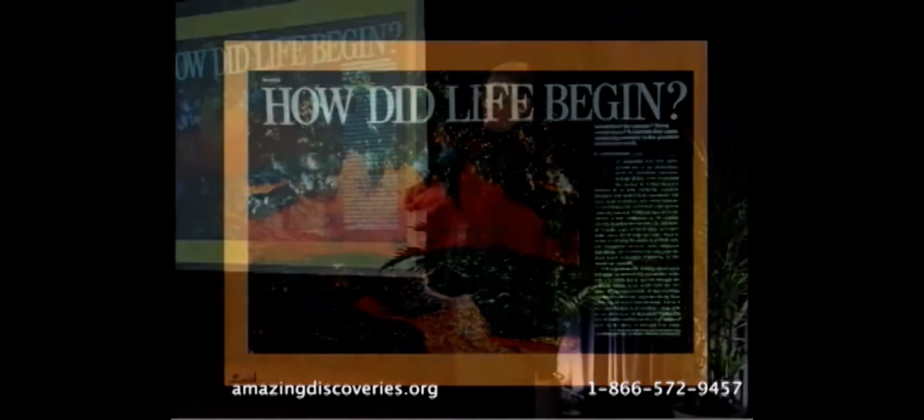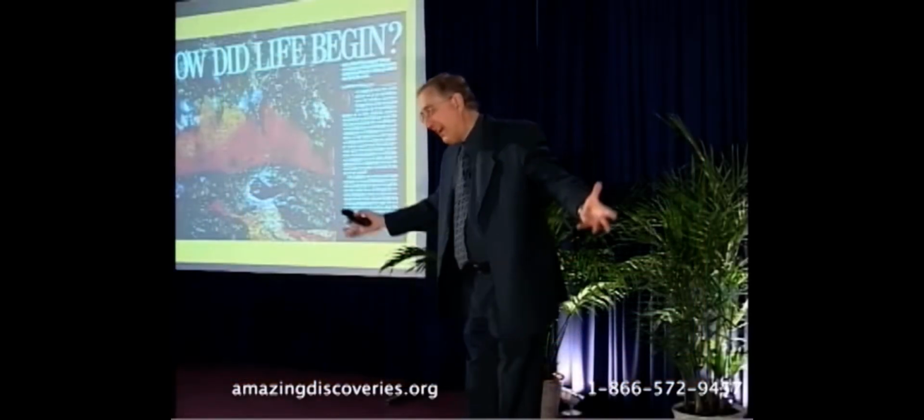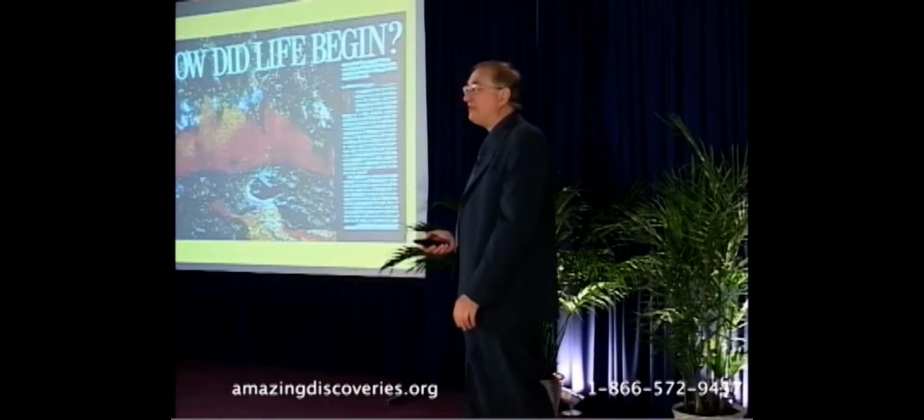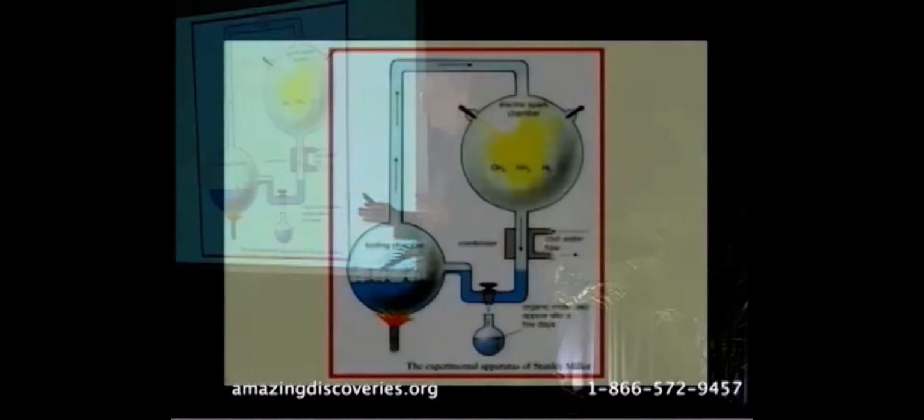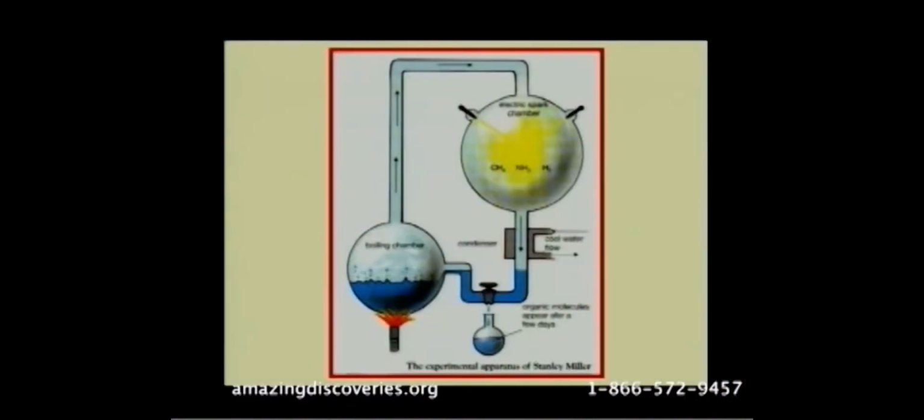Well, science teaches that this Earth originally was very different to what it is today. There was volcanic activity. The atmosphere was totally different to what it is today. In fact, the atmosphere consisted of gases like methane, ammonia, hydrogen, water, these components.